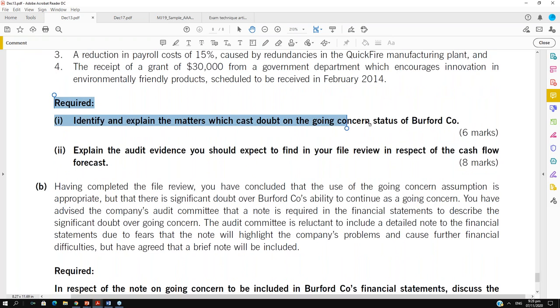Can you just read this first requirement for 6 marks? We are only doing the requirements on reporting, right? We're not doing any other requirements, so I'll be ignoring some of the requirements which are not on reporting. Can you just read this requirement quickly in front of your screen? See what the examiner is asking for. In the first requirement, question number 5A, the examiner is asking: identify and explain the matters which cast doubt on the going concern status of the Burford company.